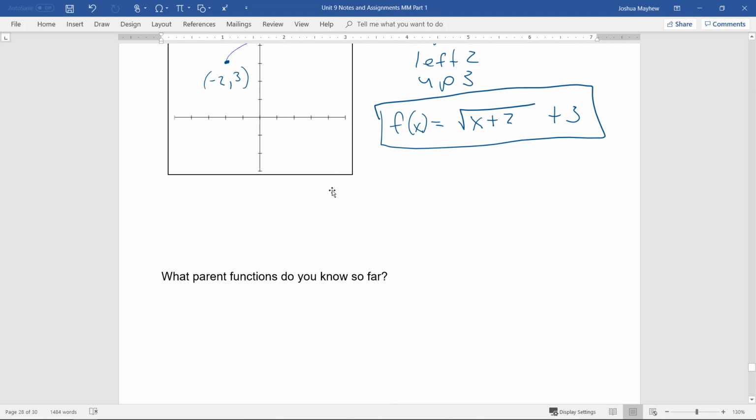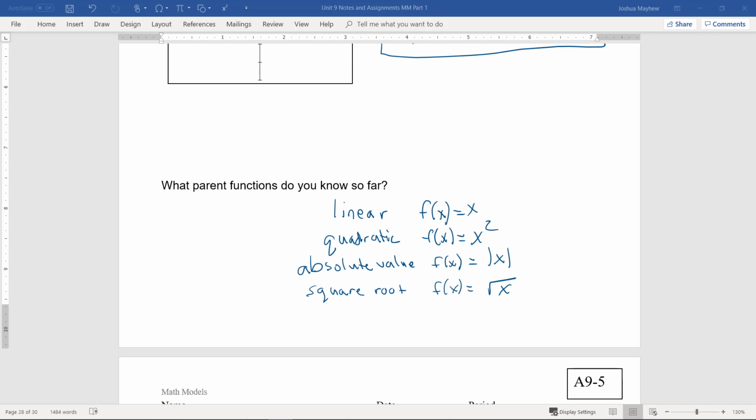What parent functions do you know so far? Okay. Well, you should know 4 right now. So I want you to pause the video without looking back at your notes. Just take a minute to see if you can write down the 4 parent functions that you know, and then check your answer when you think you got them by hitting play. All right, you know linear, quadratic, absolute value, and square root so far. Hopefully you're able to remember those. Not too hard. We've only done 4 of them so far.